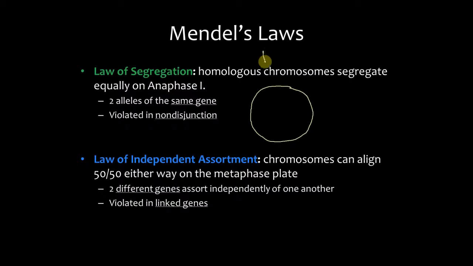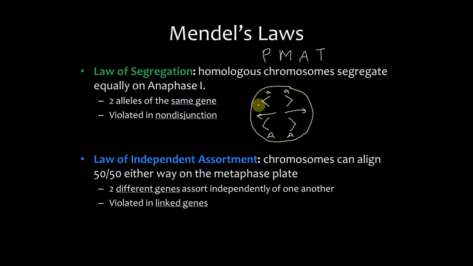Anaphase, remember the order of mitosis: prophase, metaphase, anaphase, telophase. We have sister chromatids segregating after they line up on the metaphase plate. That just says they're going to segregate equally. So these are where we're talking about two alleles of the same gene, okay? Let's say this sister chromatid had the little a allele, and this one had the big A allele. So these are segregation of two alleles of the same gene, and it's violated in non-disjunction.